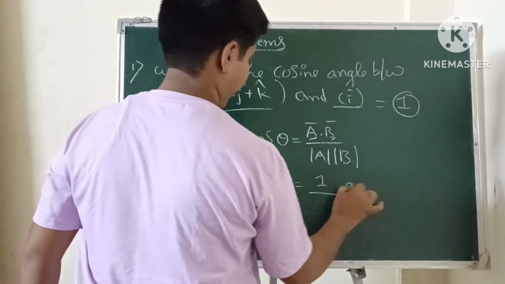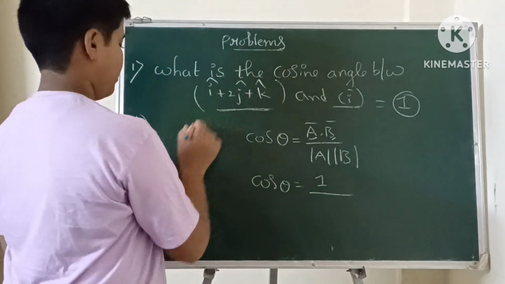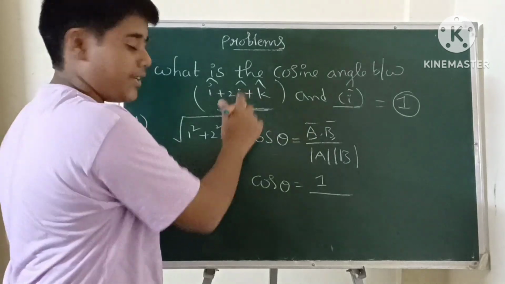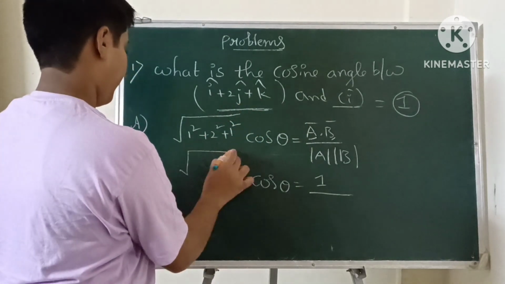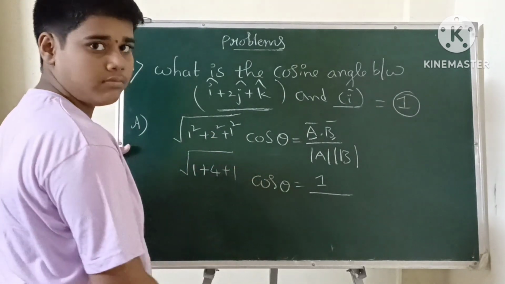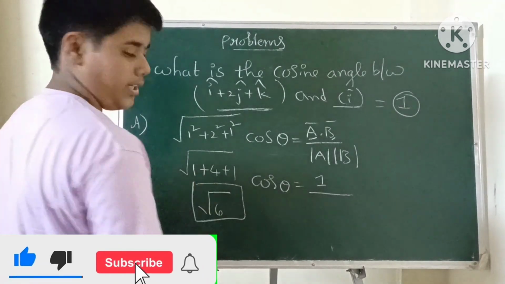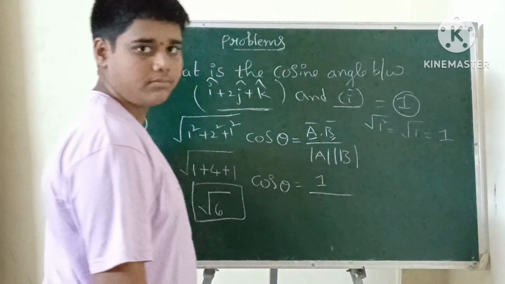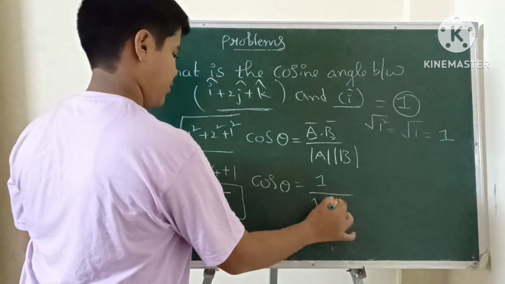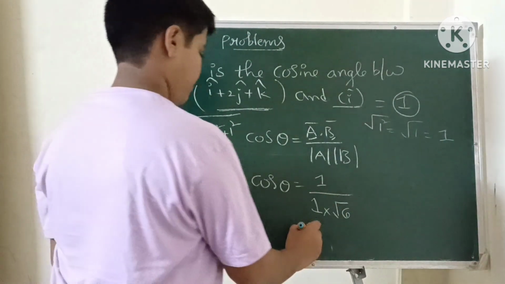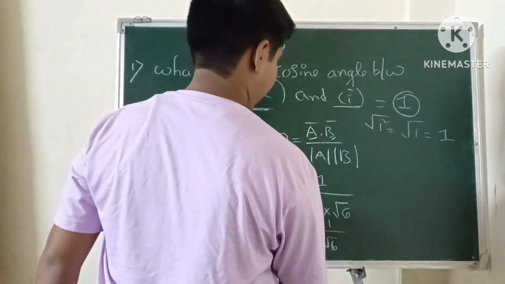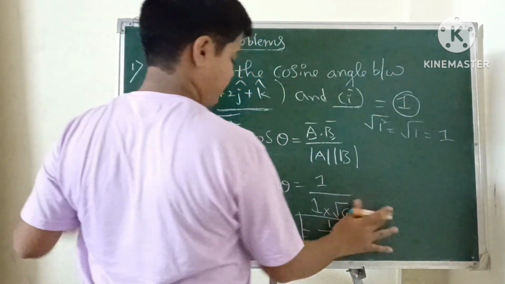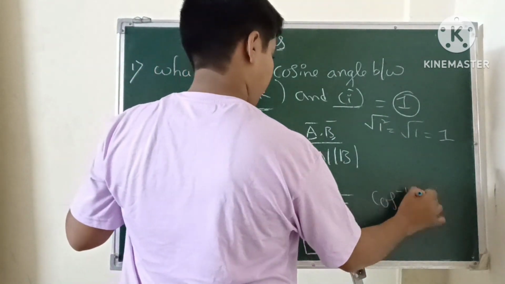So the dot product is 1 by the magnitude of this vector, which means root over 1 square plus 2 square plus the magnitude of k, 1 square. So root over 1 plus 4 plus 1, which means root over 6. Here root over 1 square means 1 only. So in the denominator, 1 into root 6. So 1 by root 6 is the cosine of the angle between these two vectors. We can also write this as cos inverse of 1 by root 6.